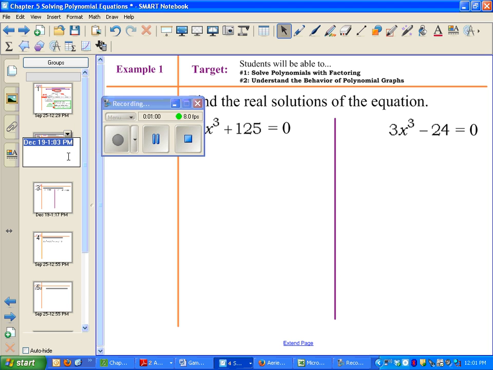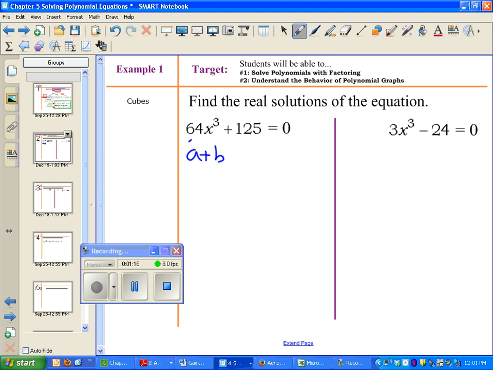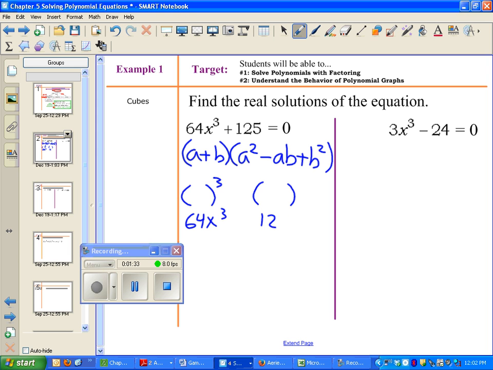So these examples. If you know how to do this all by your lonesome, then pause it and please do these. If not, then listen up. We want to figure out, these are cubes, and this is a sum of cubes. So my formula is going to be a plus b times a squared, opposite sign, minus ab plus b squared. And I've got to figure out what a and b are. So something cubed equals 64x cubed, and something cubed equals 125.